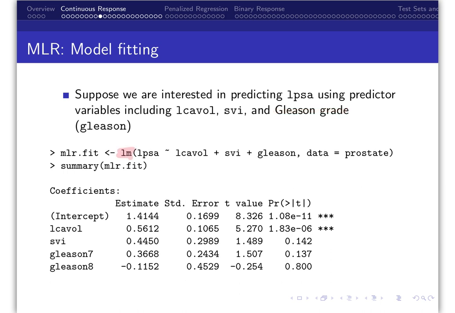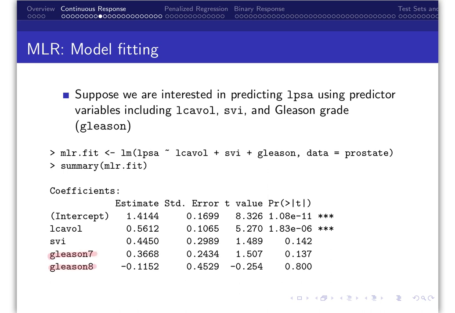We can still use the lm function where our continuous response, LPSA, is modeled by these predictor variables on the right-hand side of the equation, where the data frame is prostate. In R, any variable stored as a factor will always be entered into the model using dummy variables. For Gleason grade, it is a multi-level factor, therefore it is included in the model using dummy variables.